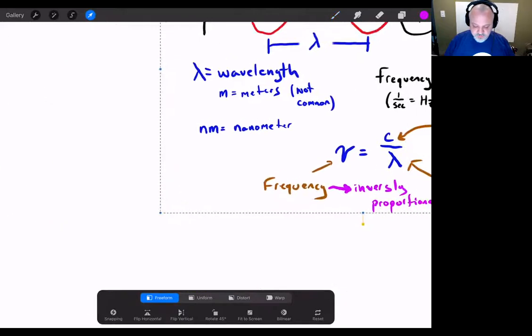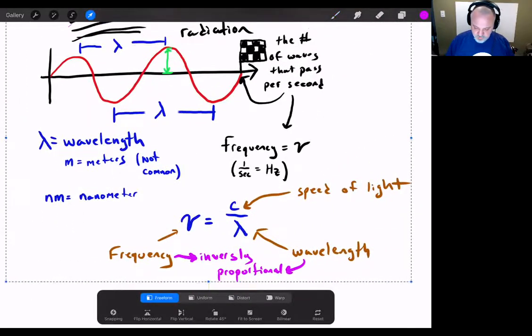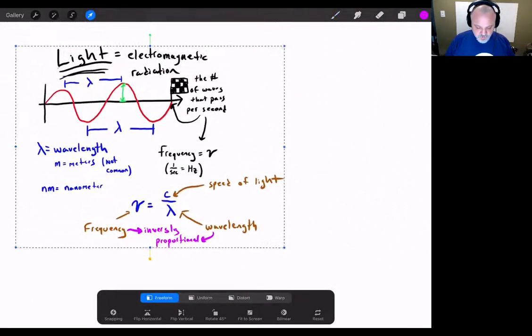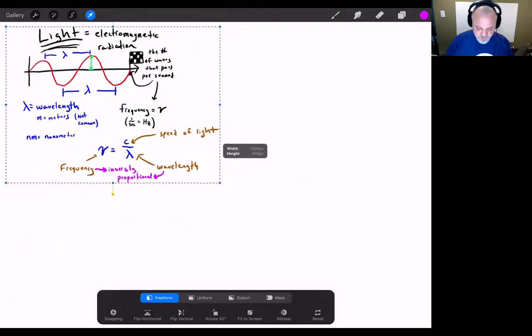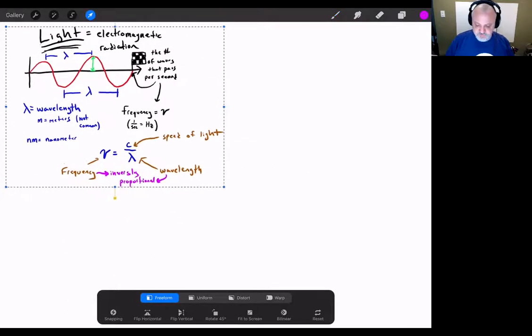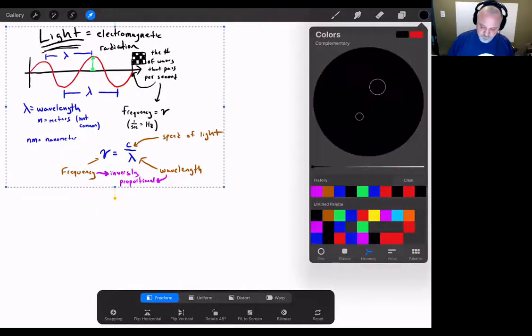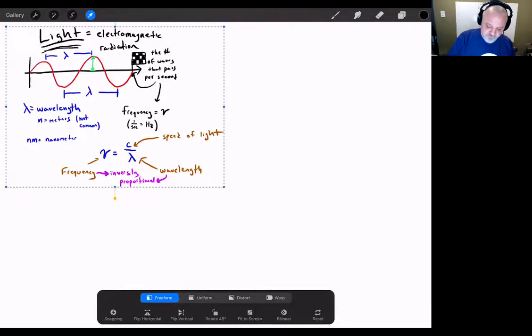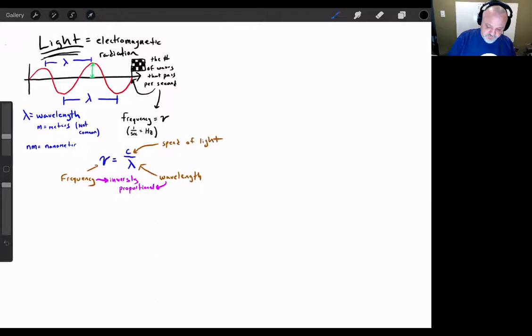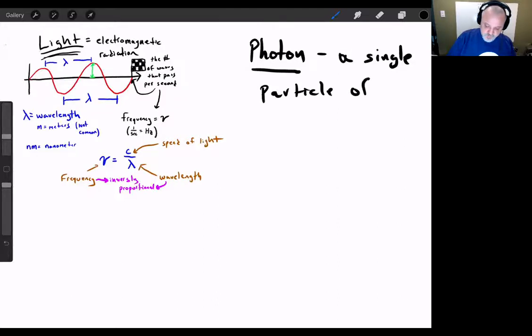Now I'm going to introduce an equation. It's an equation for the energy of a photon. But in order to do that, I need to define a photon. A photon is a single particle of light.